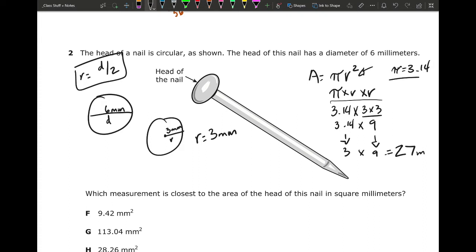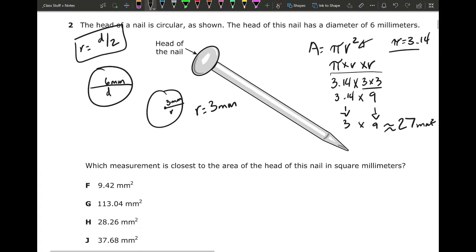is really close to 27 millimeters squared. Let's look at the answer choices. Which one is the closest to 27? It's not going to be 9. This is way off. 100? No. So the closest one is actually going to be H, so it's not J.